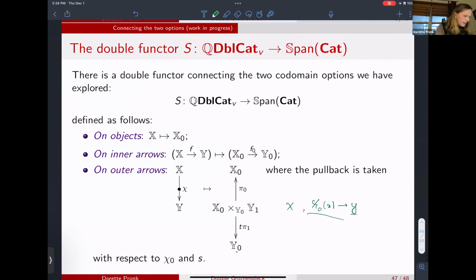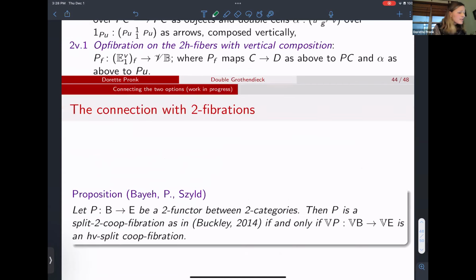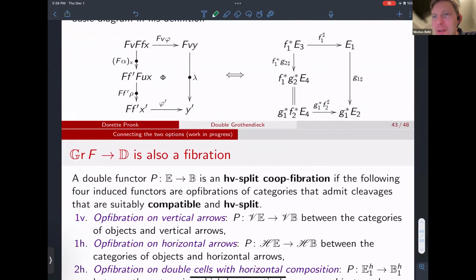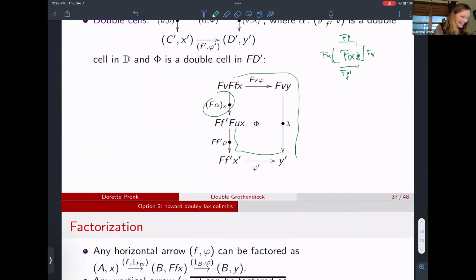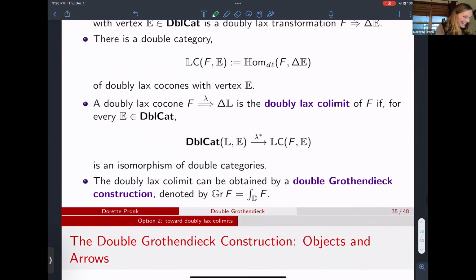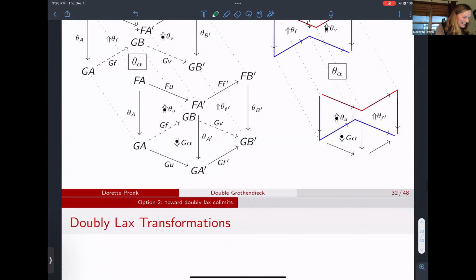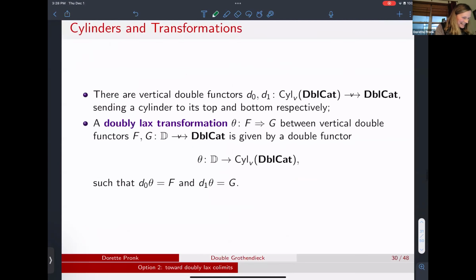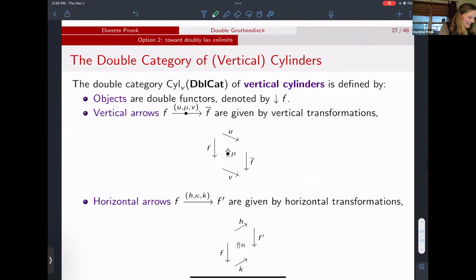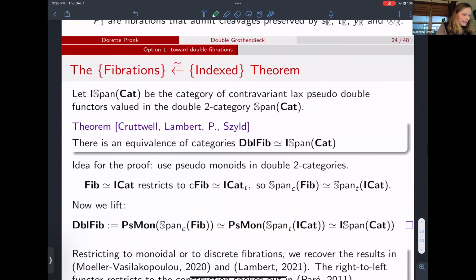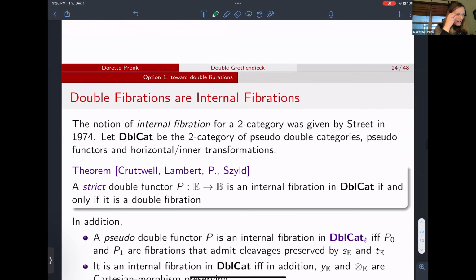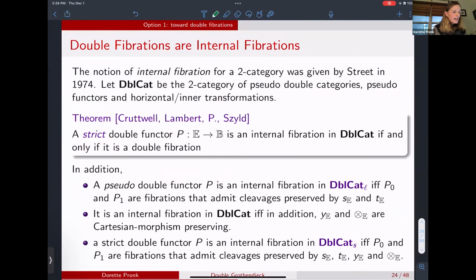If I go back up, I know I mentioned a lot today, so this was really a combination of two talks. I feel more sorry for you guys, I threw a lot at you. I had an hour and thought, oh, I can say more. Where were we here? So the street fibrations are precisely the internal fibrations in double cats.